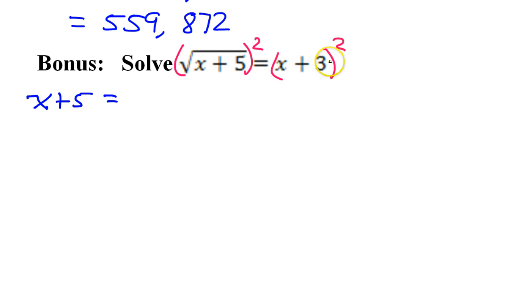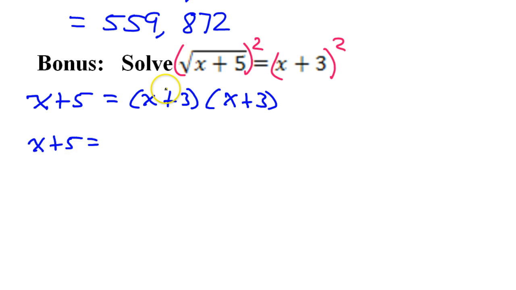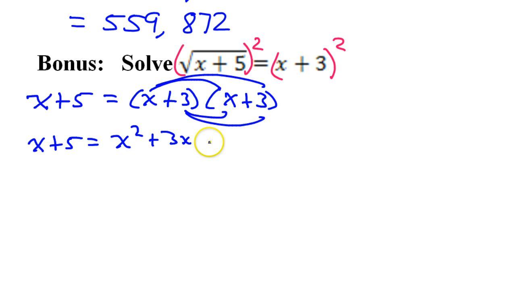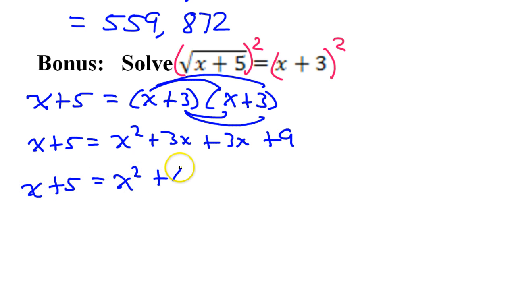Now on this side, you got to be careful. Remember, I can't just do x squared plus 9. That would be wrong. I have to do x plus 3 times x plus 3. So I'm going to have to double distribute or FOIL or whatever you want to call it. So I'm going to have x plus 5, but over here I've got x squared plus 3x, and then plus 3x plus 9. So that's x plus 5 is equal to x squared plus 6x plus 9.